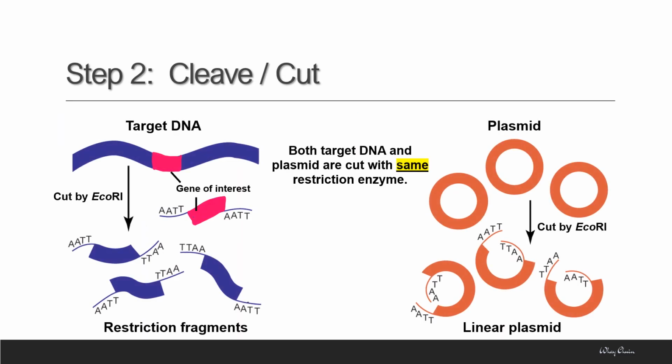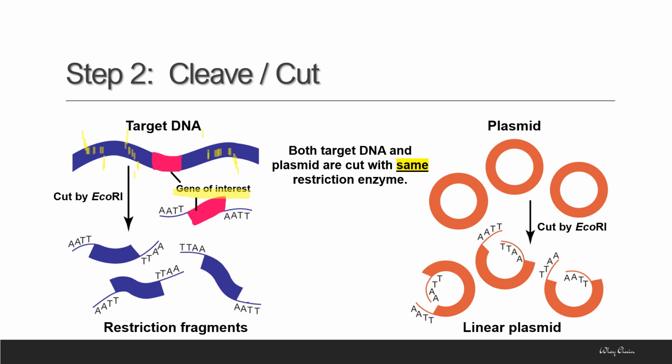After the isolation, both DNAs will be cleaved or cut by a restriction enzyme. For example, the target DNA will be cut by EcoRI, and usually it has more than one restriction site that can be recognized by EcoRI. After cutting, the target DNA will be cut into a few restriction fragments, but only one restriction fragment carries the gene of interest, for example, the gene for insulin.